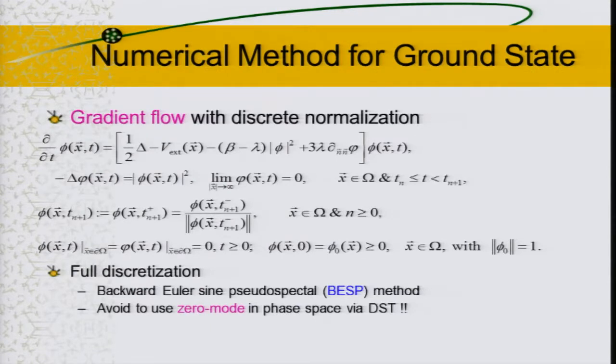With this theory, of course, in order to compare with experimental results, you need some computation. The computation we use is a gradient flow with discrete normalization, which is equivalent to the so-called imaginary time method in the physics literature. With this formulation, we can also prove that the method converges.